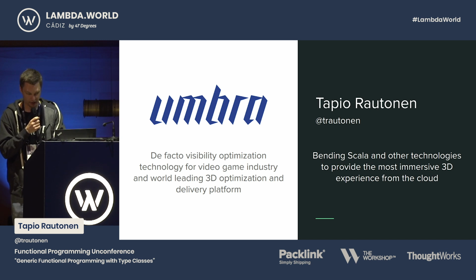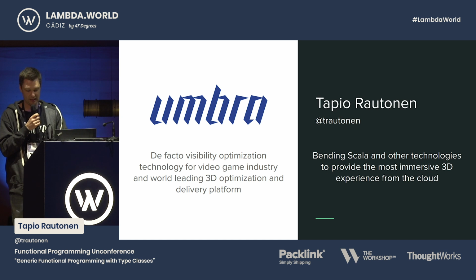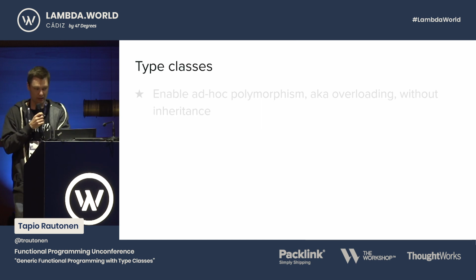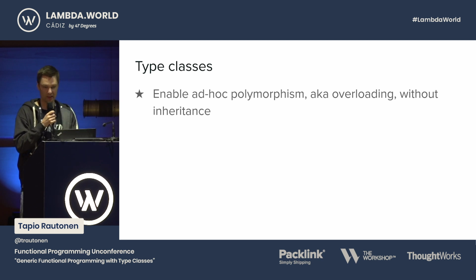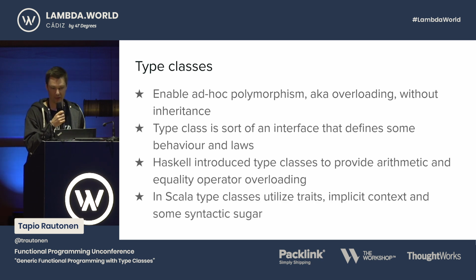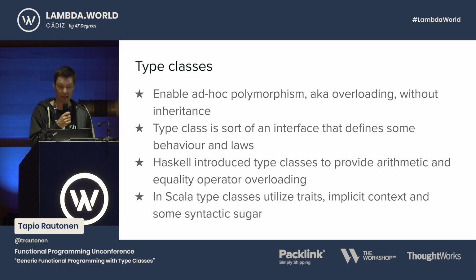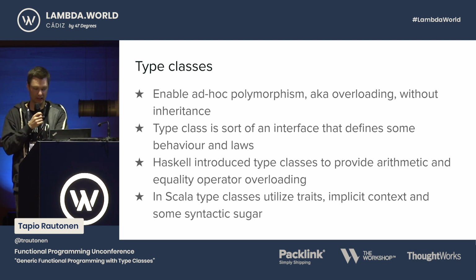But to the point, I'm going to present the topics in reverse order to make any sense in this talk. Let's start with type classes. Type classes enable ad hoc polymorphism, overloading without inheritance, and they are also sort of an interface that defines behavior and laws. I think type classes were first introduced in Haskell to provide equality and arithmetic operator overloading. And in Scala, which I'm going to use in these examples, we utilize traits and implicit context, which doesn't look as nice as in Haskell, but they are still doable.